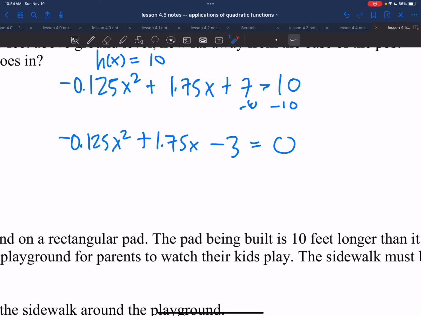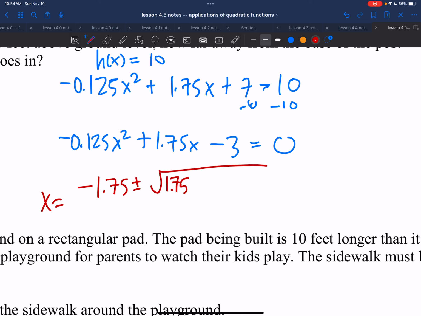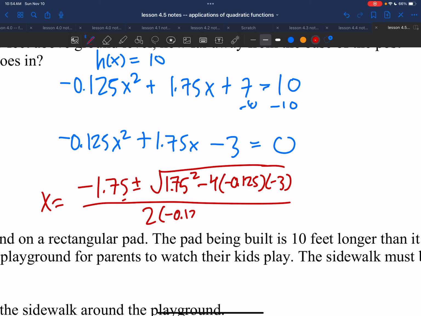I am just going to try and remember. So if you're going to type it in your calculator, students, then you're going to say x equals negative b, which is negative 1.75, plus or minus the square root of b squared, which is 1.75 squared, minus 4 times negative 1.25 times negative 3, all over 2 times negative 1.25. Yeah, okay. So this is what you're typing in your calculator, right? And that's what I'm going to go do now. I'm just trying to not forget it.